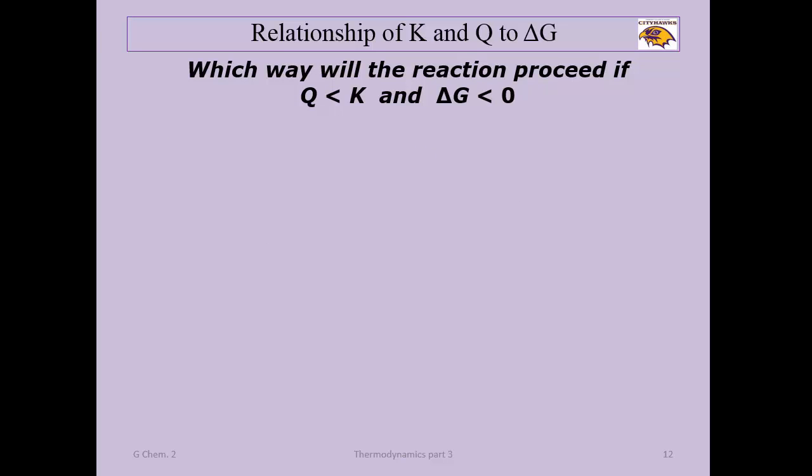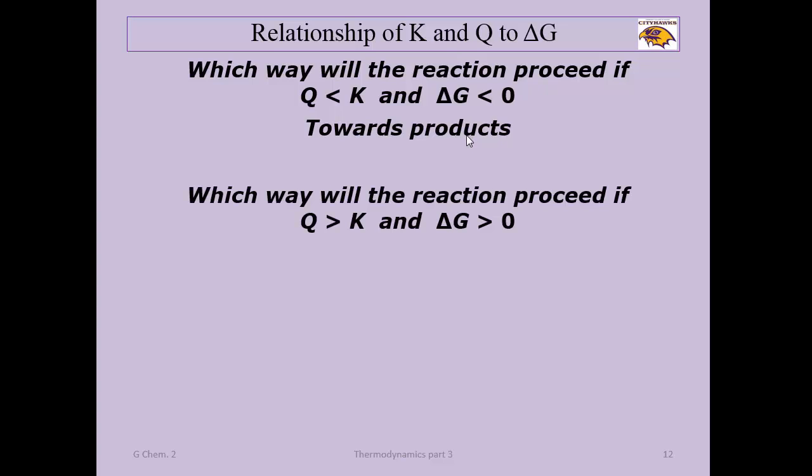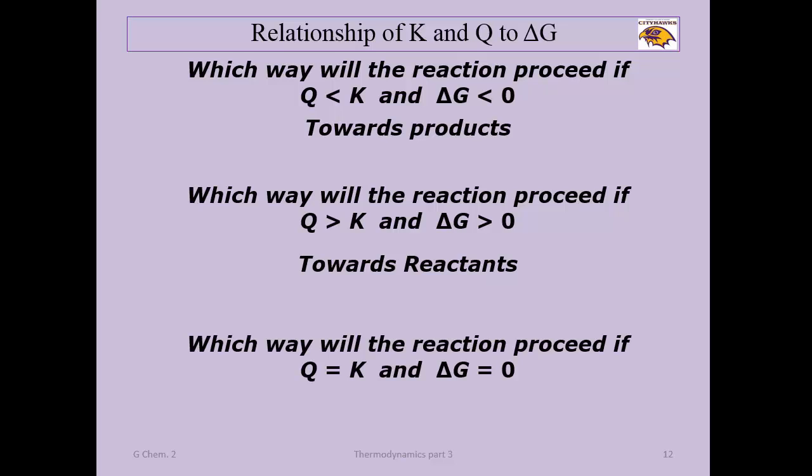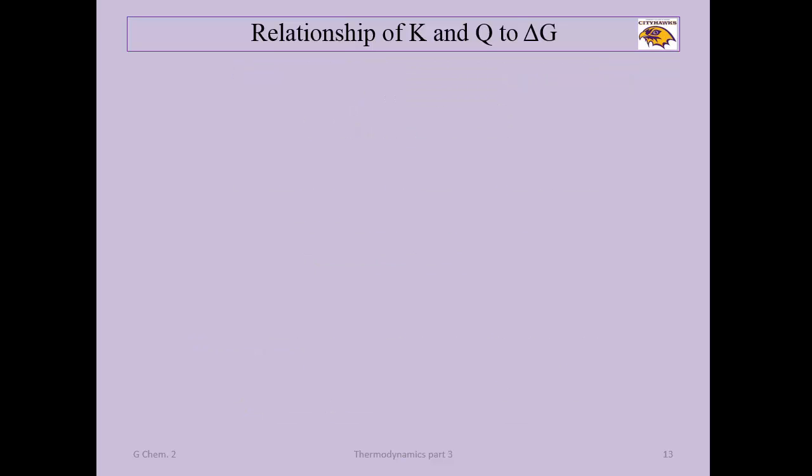So just in a qualitative sense, we know that when K is greater than Q, and when delta G is less than 0, then the reaction is going to proceed towards products. And we know that when the Q is greater than the K, or the delta G is greater than 0, then the reaction is going to proceed towards reactants. And then we know that when Q is equal to K, when you've reached equilibrium, and delta G is 0, the reaction in essence has stopped. There's not free energy to harvest. The qualitative relationships you need to understand.